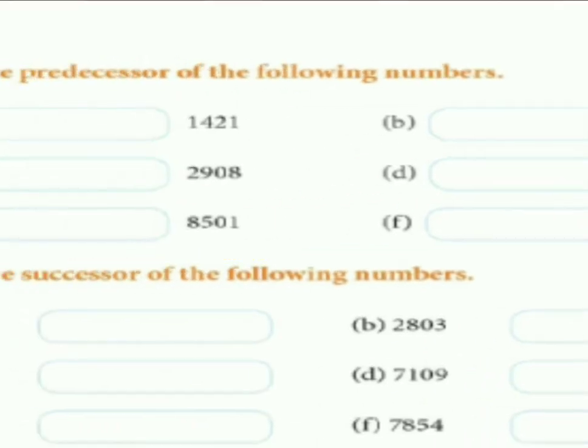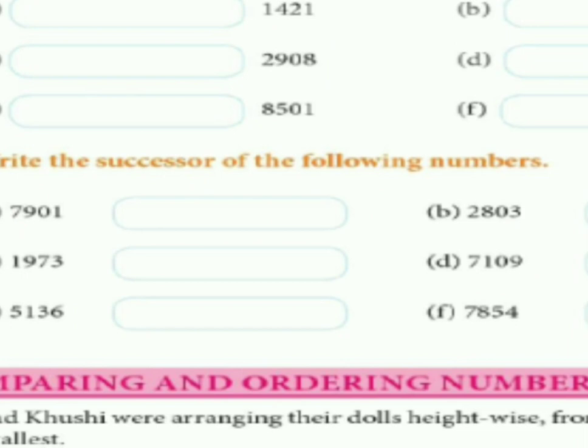And in the same manner, in the next question you will just add one, like 7901, so you will write here 7902. Okay class, in that manner you have to complete all these questions. If you face any problem, then you can tell me, I'll explain it again, because this is a very simple way: in predecessor we will minus 1 and in successor we will plus 1.